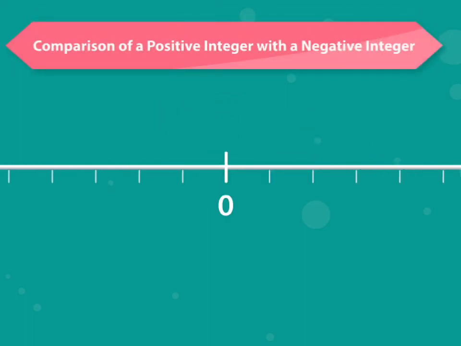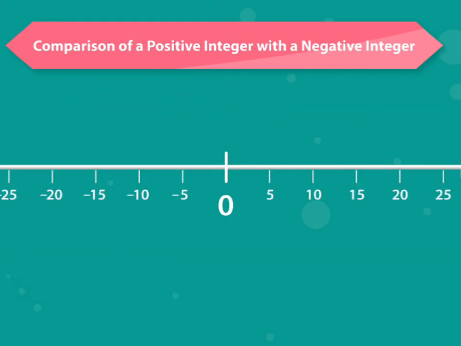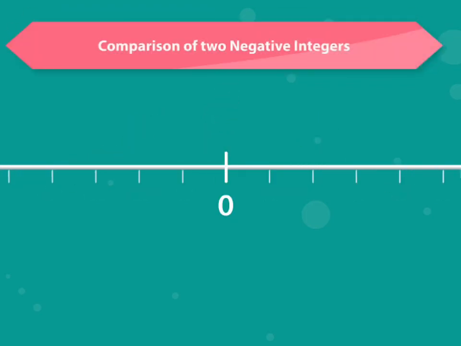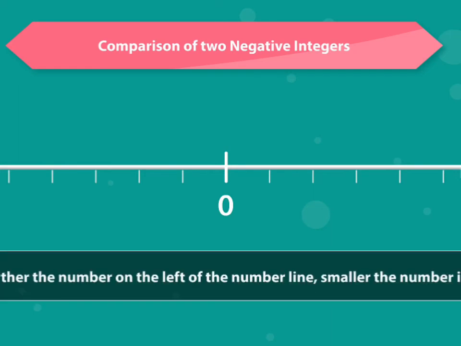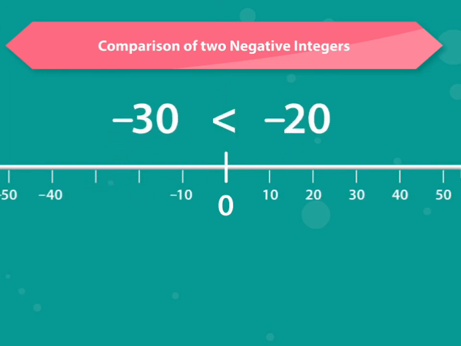When you compare a positive integer with a negative integer, remember that a positive integer is always greater than a negative integer. For example, 15 is greater than negative 5 and 40 is greater than negative 40. Now, when you compare two negative integers, farther the number on the left of the number line, smaller the number is. For example, negative 15 is smaller than negative 5 and negative 30 is smaller than negative 20.